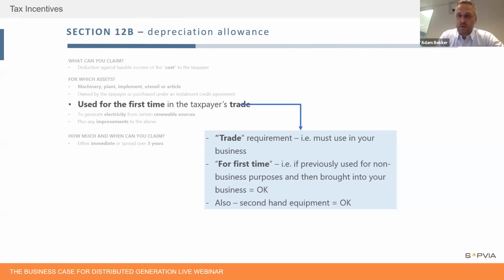The other point about this requirement is that you can obviously only claim a deduction if you in fact use that system in your business. So you can't, unfortunately, get somebody to issue an invoice to your business for a residential system and then hope to claim the 12B deduction on that basis. If you move to the next slide.